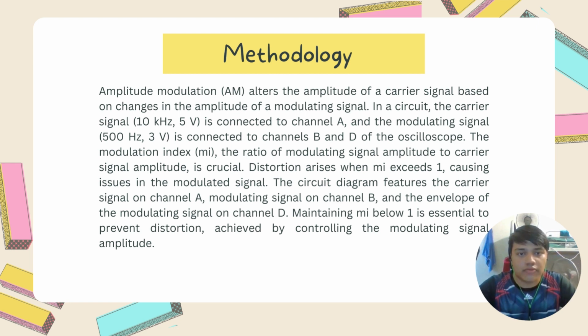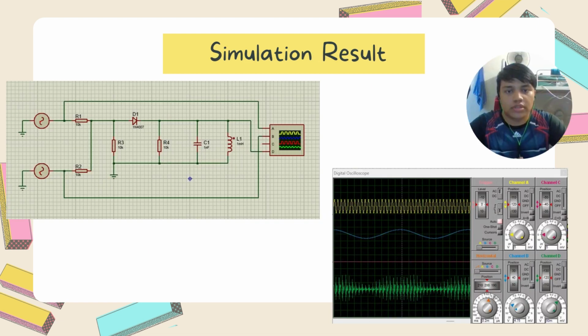The circuit diagram features the carrier signal on channel A, the modulating signal on channel B, and the envelope of the modulating signal on channel D. Maintaining MI below 1 is essential to prevent distortion, achieved by controlling the modulating signal amplitude. I will continue with the circuit diagram and simulation result.